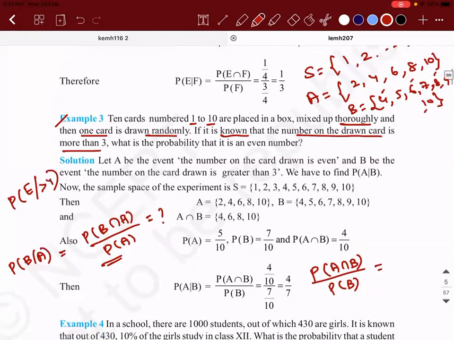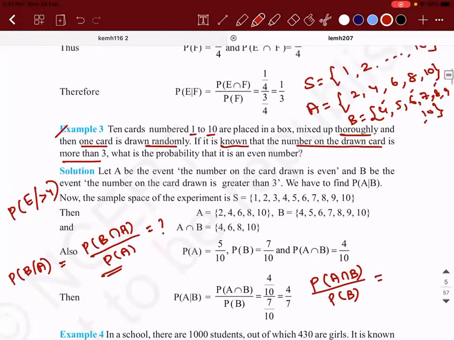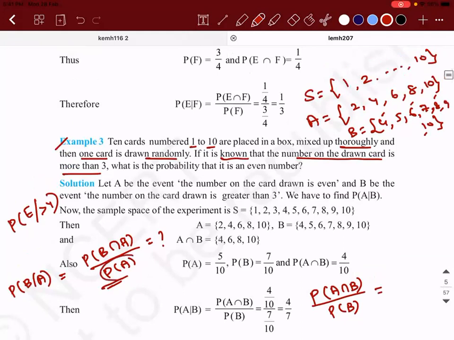Yes, it is possible. So sometimes what will happen is that the probability of A will be lesser than the probability of B intersection A. That time there is a possibility that the reverse condition will not take. Be careful.